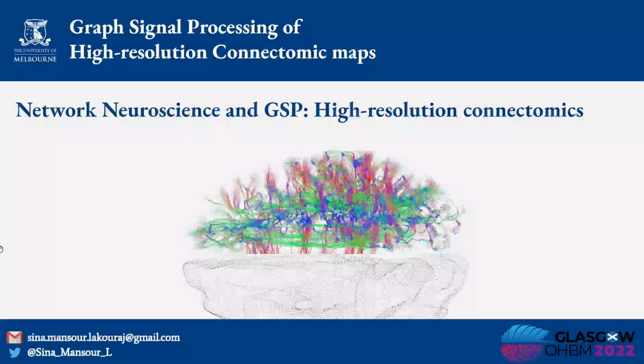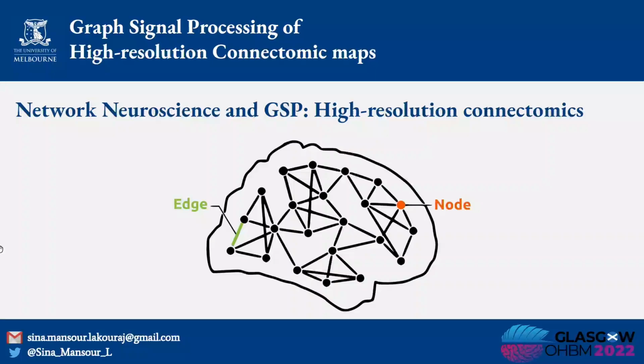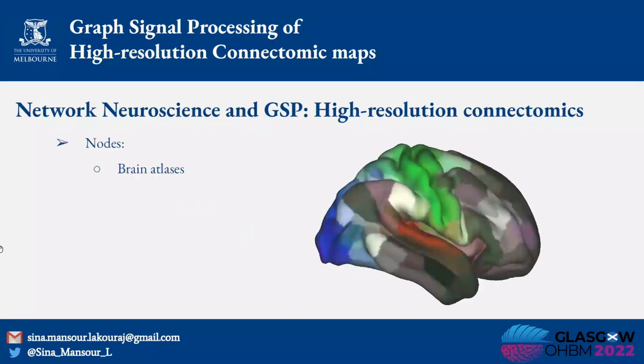Now, where does high resolution connectomics fall into all of this? Recently we've been working on this way of representing brain networks without the need of defining a brain atlas. Traditionally, when we want to define a brain network, we have edges and the nodes are defined using brain atlases, and these atlases segregate regions of the brain into parts that are hopefully structurally and functionally segregated.